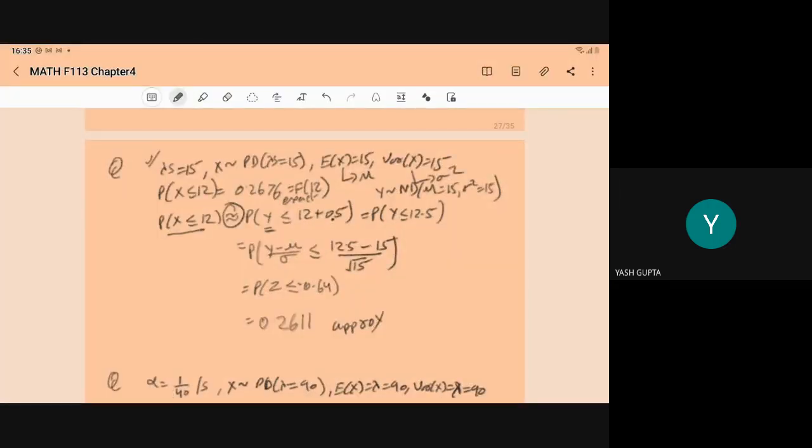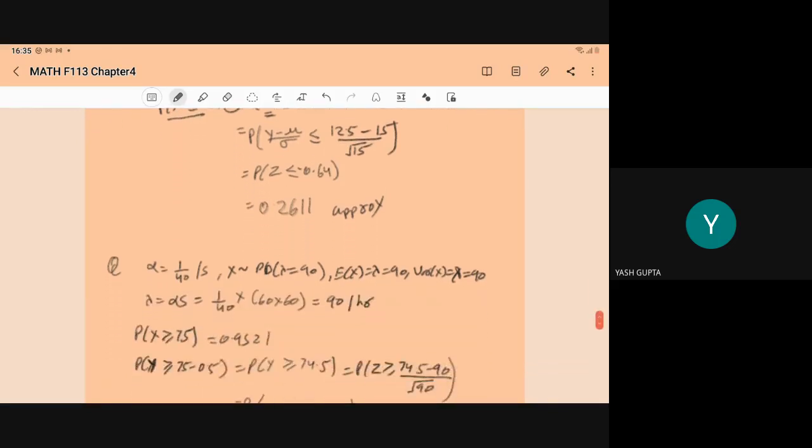So what is given to you? This is the question of the Poisson process. Alpha is given to you as one flight in every 40 seconds. So what is the rate of flight, whether the arrival or departure? It is 1 upon 40 per second.